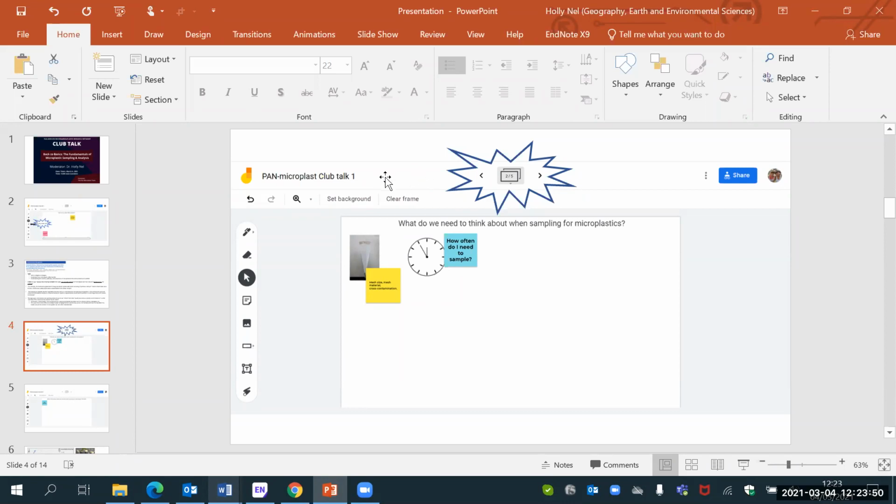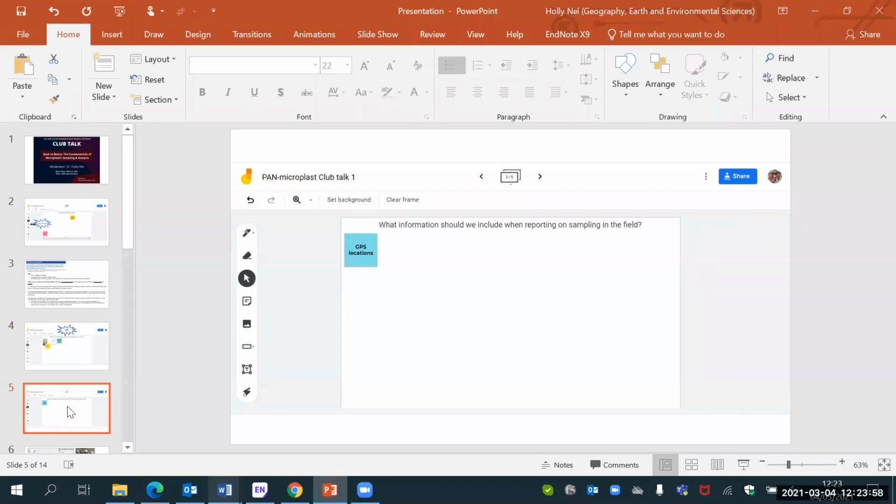So go into the Jamboard and put your thoughts on, what do we need to think about when sampling for microplastics? And then the third slide is, what information should we include when reporting on sampling in the field? So this is kind of two sides of the same coin.